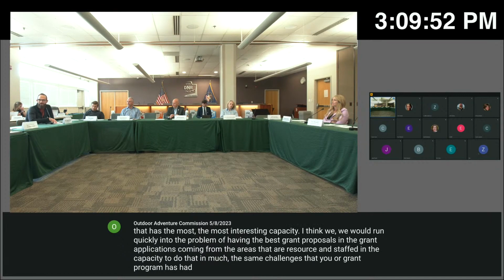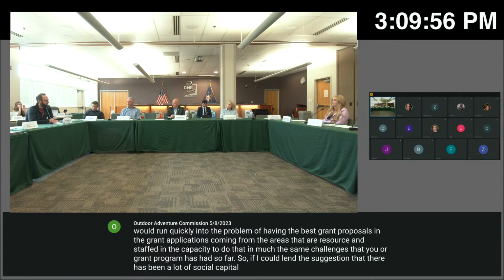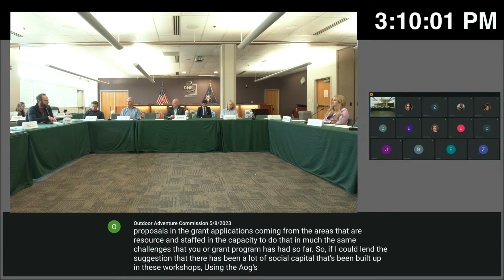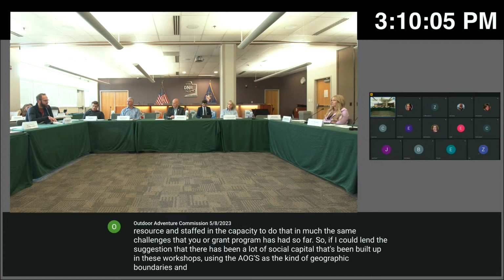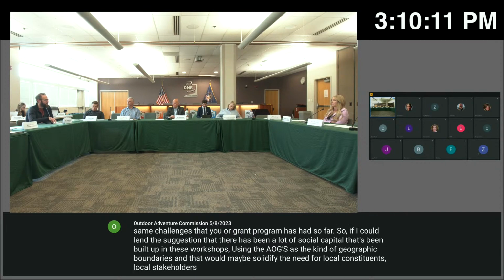So if I could lend the suggestion that there has been a lot of social capital built up in these workshops, using the AOGs as the geographic boundaries would maybe solidify the need for local constituents, local stakeholders to get together and propose one, two, or a couple proposals from each AOG.